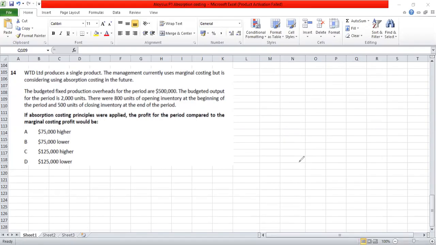There were 800 units of opening inventory at the beginning of the period and 500 units of closing inventory at the end of the period. If absorption costing principles were applied, the profit for the period compared to the marginal costing profit would be how much?